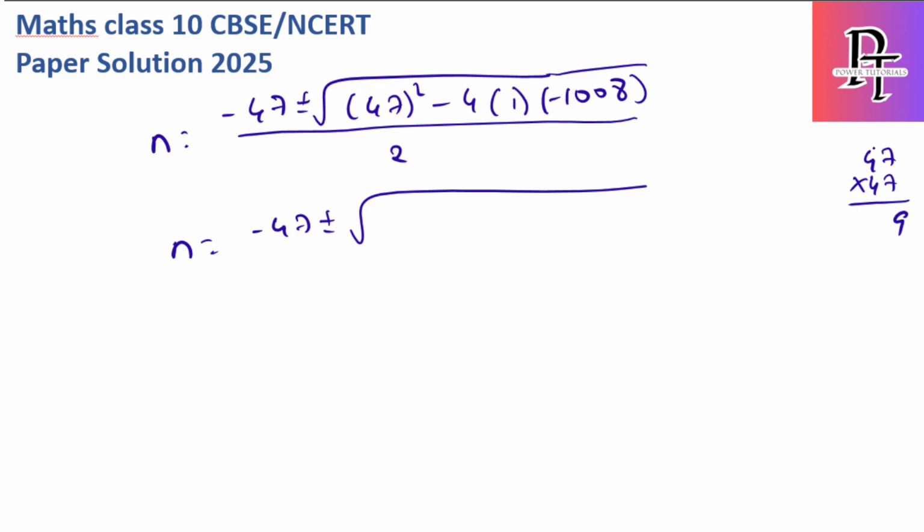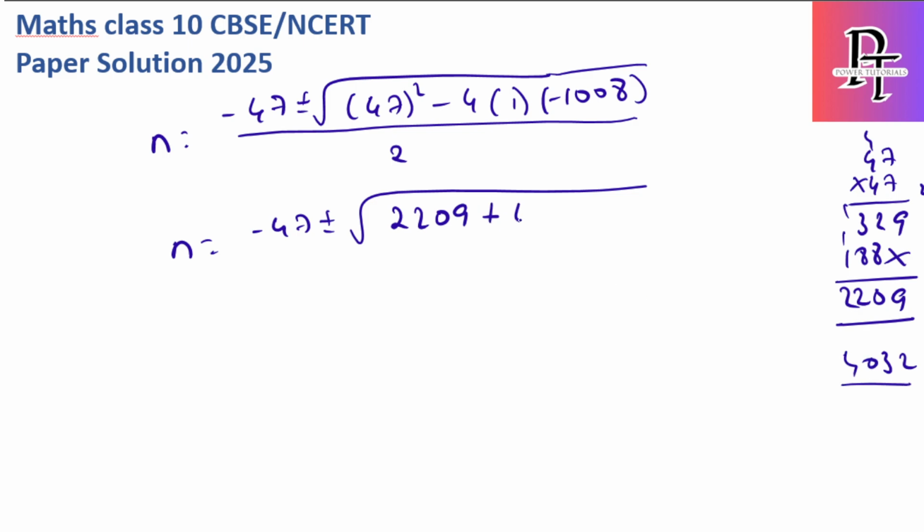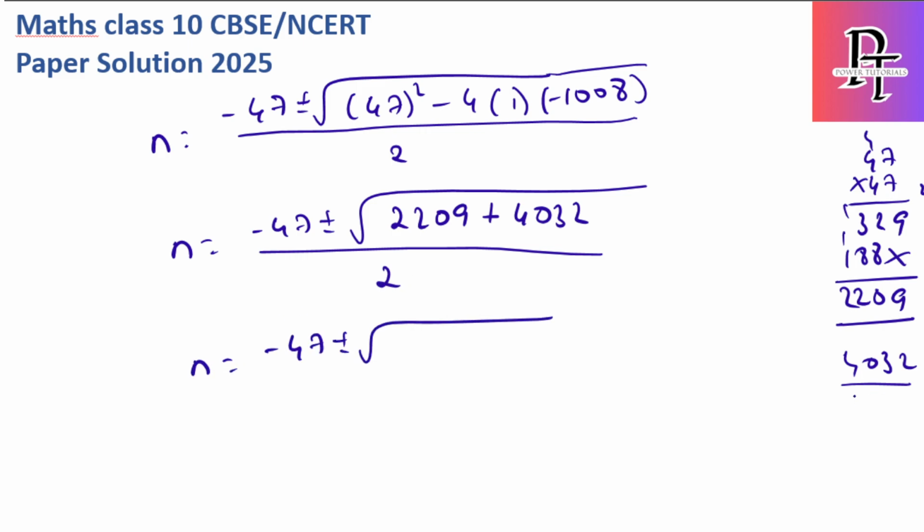Okay, 7 7s are 49, 4 7s are 28, 32, 4 7s are 28, 2 4s are 16, 17, 18, 9 8s are 72, 2209 minus 4 into 1008. 8 4s are 32, 4032. Okay, it is minus 47 plus or minus root of 2209 plus 4032. It is 6241.